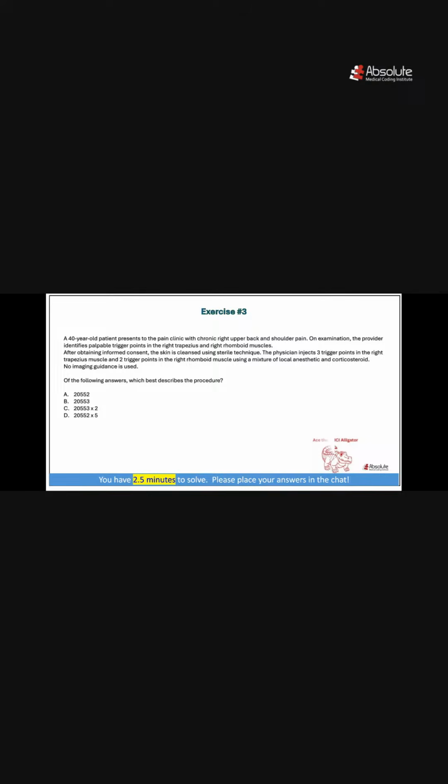Yes, you are all on fire. So this is another scenario where you have to apply the guidelines which you learned just a couple of minutes before. Let's start by looking at the inventory. Here we have trigger points in the right trapezius and right rhomboid muscles, and let's look at the injections which have been given. In the right trapezius we have two trigger point injections given, and in the right rhomboid we have three trigger point injections given.